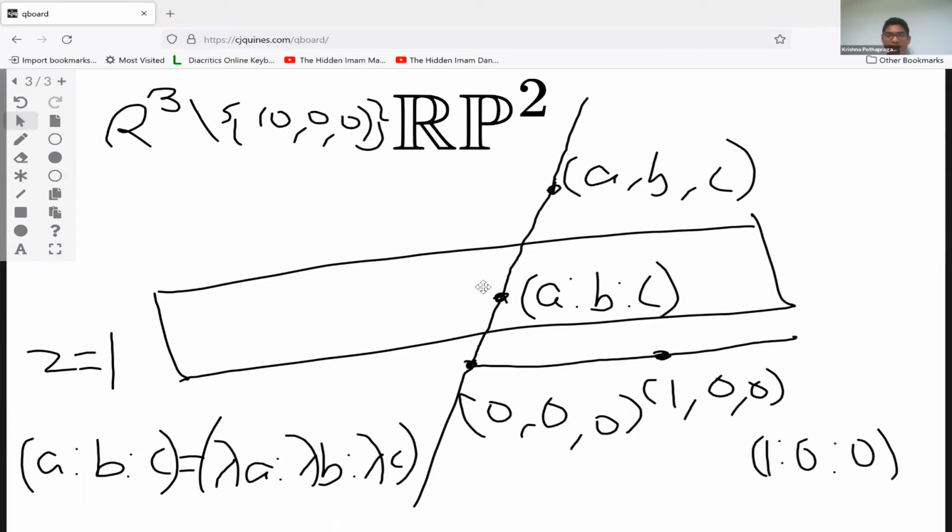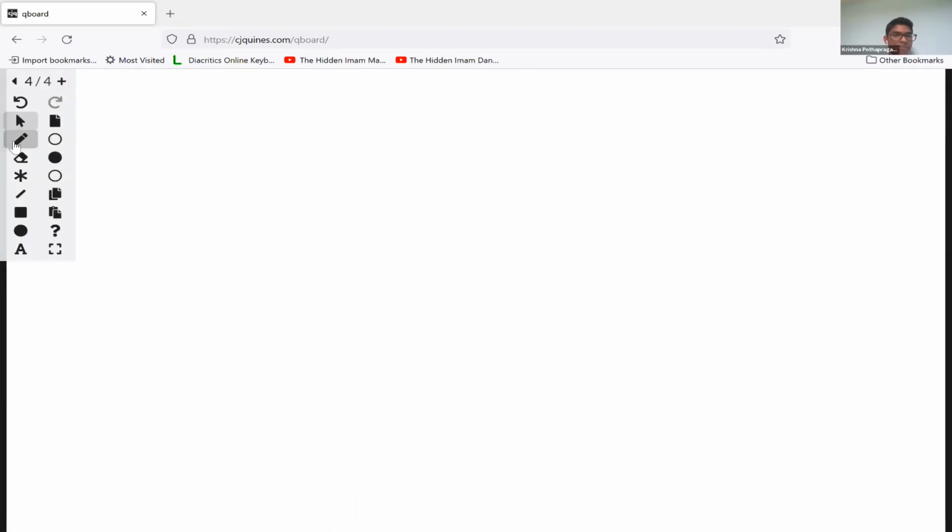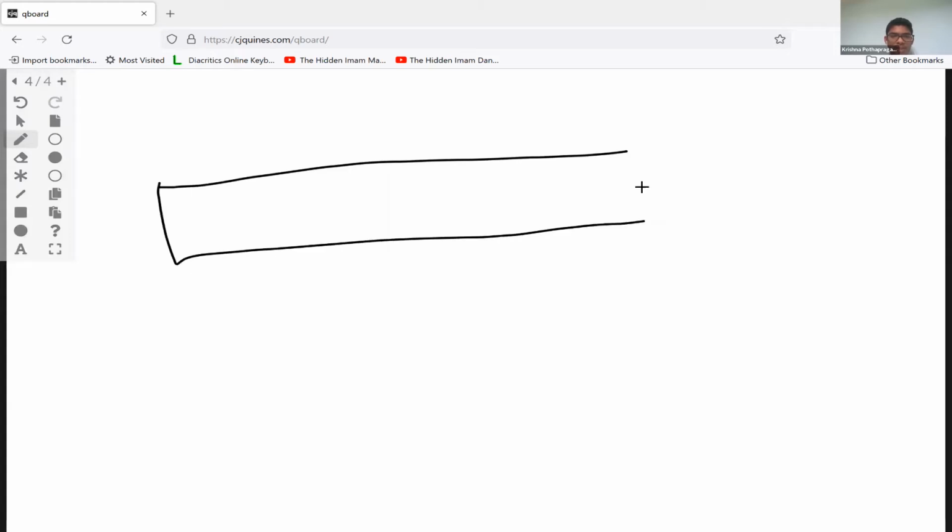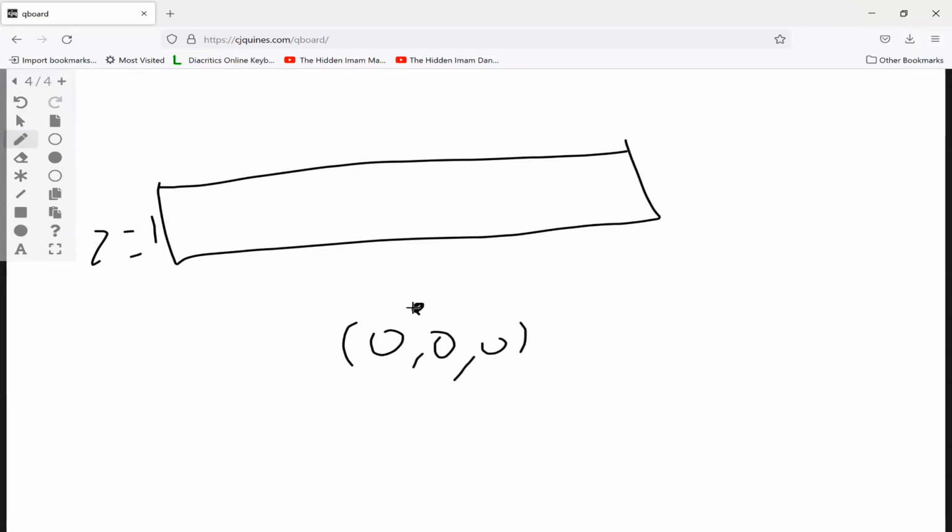Okay, so basically what happens, I'll redraw this. Z equals 1, and we have our point 0, 0, 0. It becomes the point at infinity, right? Did you say it becomes point at infinity? Yes, it does.